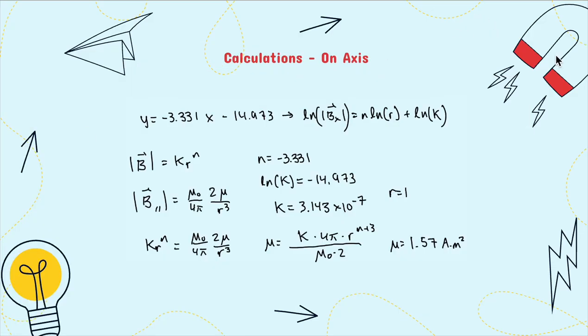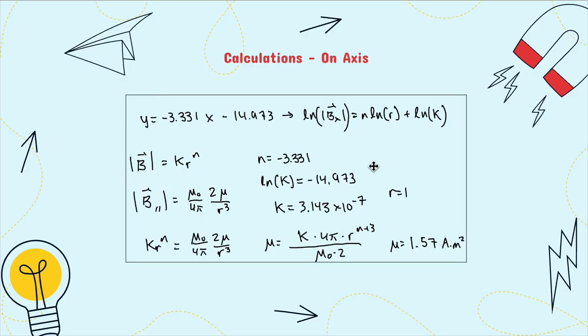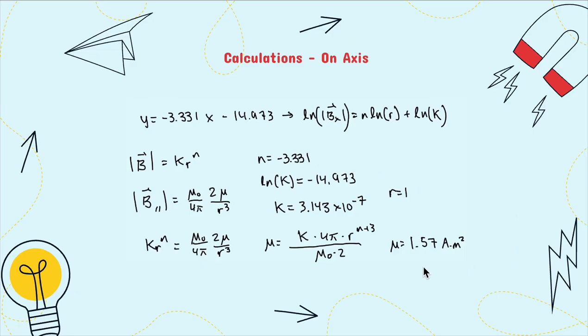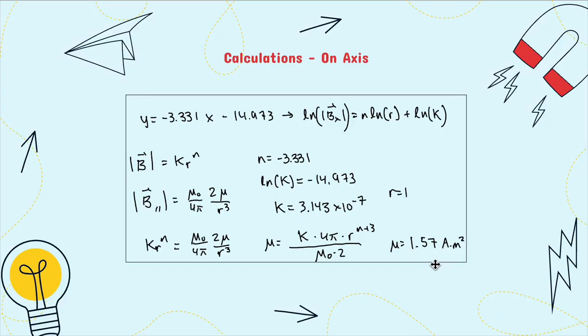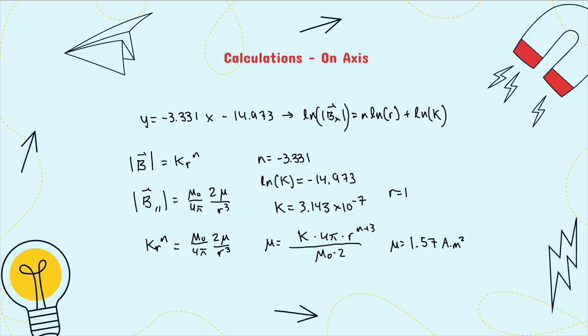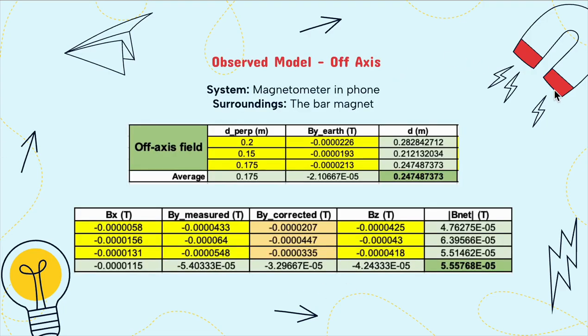So we use that linearized form of the magnetic field calculation equation in order to find the value of K and also the value of n, which are calculated as such right here. And then using those values, we're able to calculate mu right here, which I showed at the start, which is 1.57 amps meter squared. And then here is our observed model for off-axis.